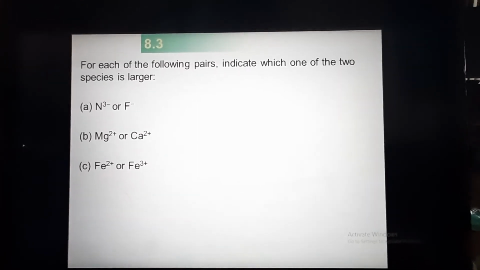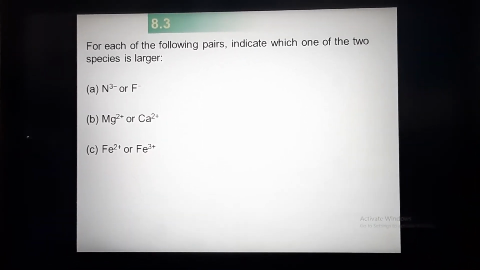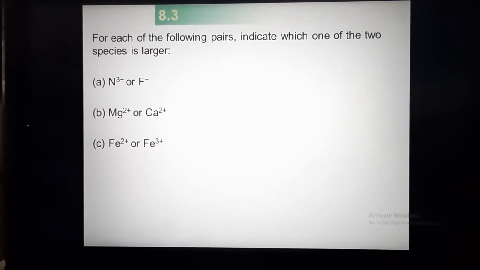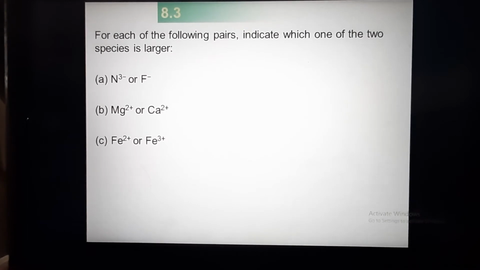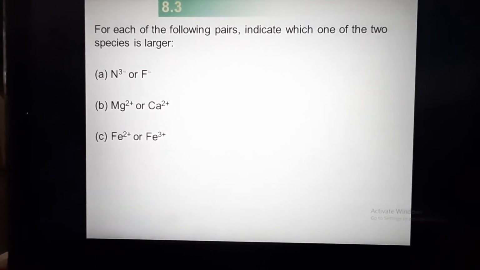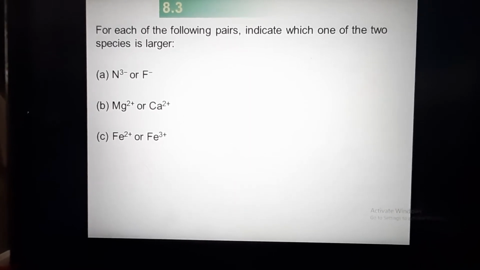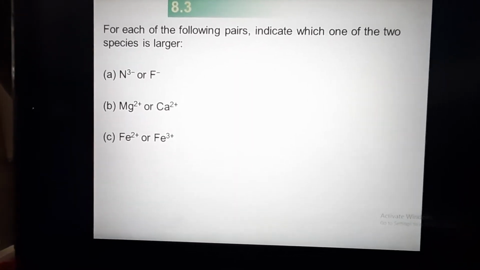So here's a learning check. For each of the following pairs, indicate which of the two species is larger. We're going to look at N3- or F-. We're going to look at magnesium 2+ or calcium 2+. We're going to look at iron 2+ and iron 3+.